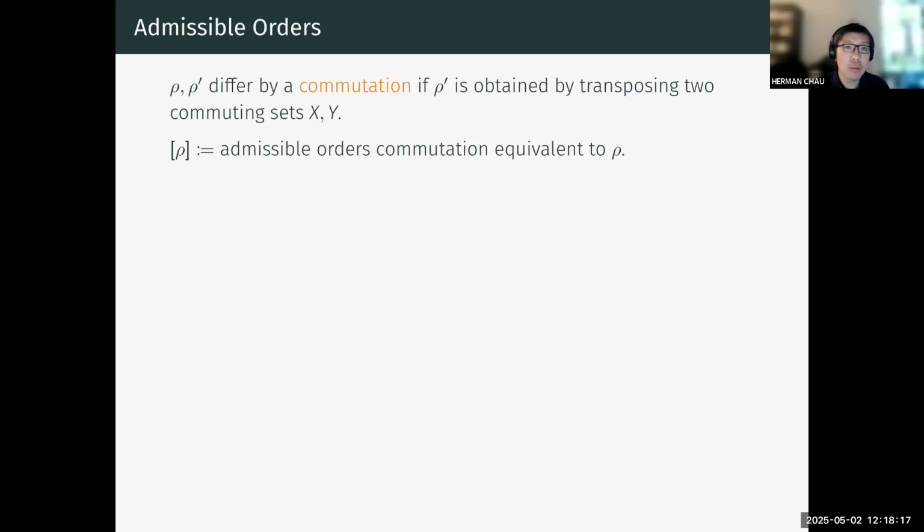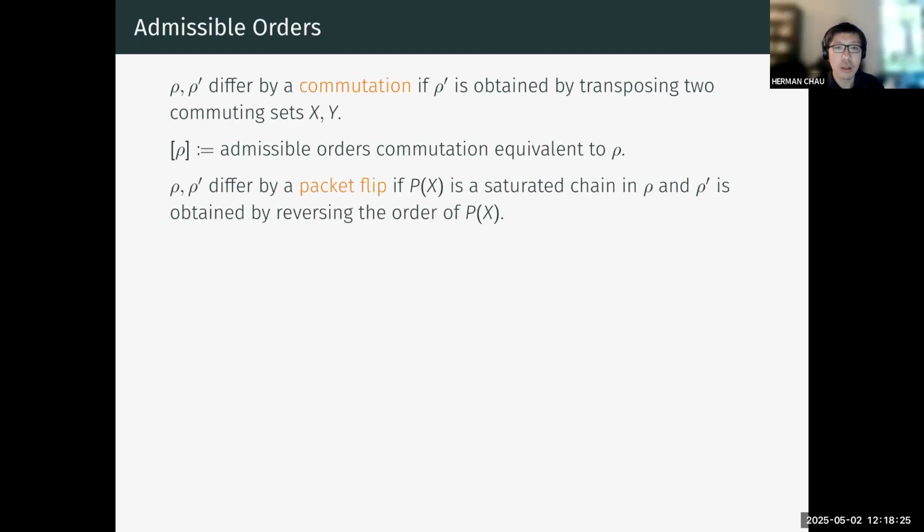And we'll say rho and rho prime differ by commutation if all we do is transpose two commuting sets, x and y, inside that total order. And now we also have packet flips, which correspond to braid moves. A packet flip is if p of x occurs as a saturated chain, so we see x_k, x_{k-1}, all the way to x_1 in a contiguous fashion, then we can actually reverse the order, put it from lex to anti-lex, or vice versa, and that's called a packet flip.